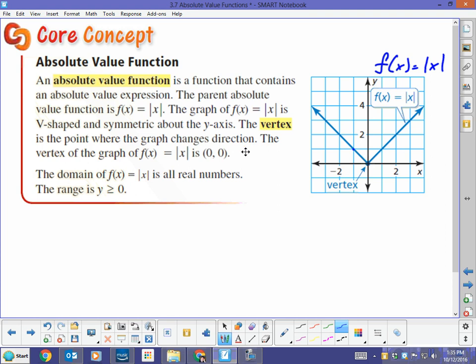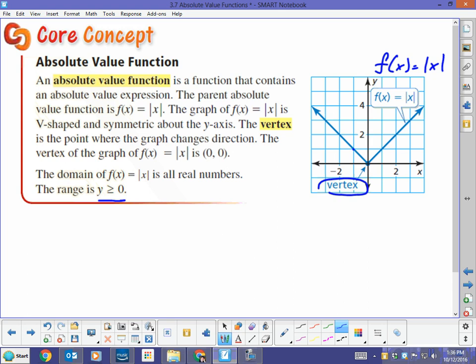The vertex is this point here. We call this point the vertex, where the graph changes direction. We'll be using this term vertex for other types of functions as well. The domain is all real numbers, because all x's can be a part of the domain. But the range is y is greater than or equal to 0 for the parent function, because 0 is the lowest value we can have in the range. All y values are positive. That's for the parent function.